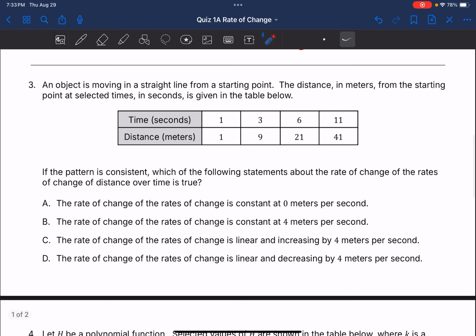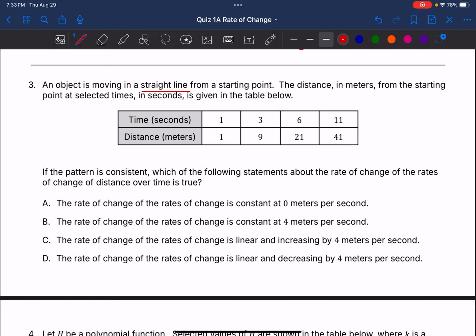Okay, third problem seemed to be the one that most people were struggling with. An object is moving in a straight line from a starting point. So honestly, it kind of gives a lot away just by that word. It's a straight line, so this has to be a linear function. The distance in meters from the starting point at the selected times in seconds is given in the table below.